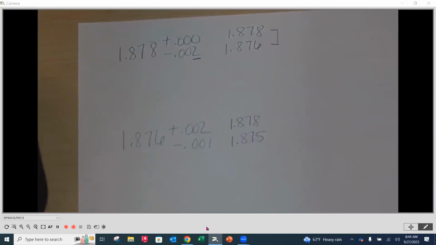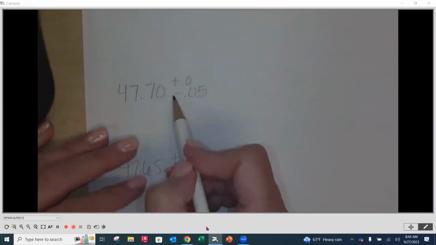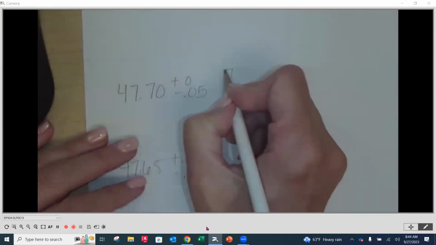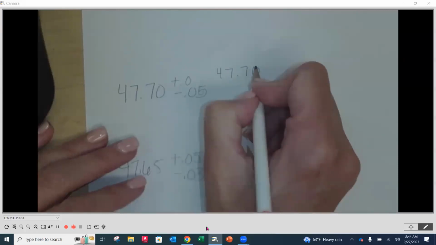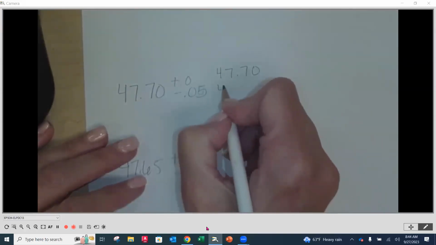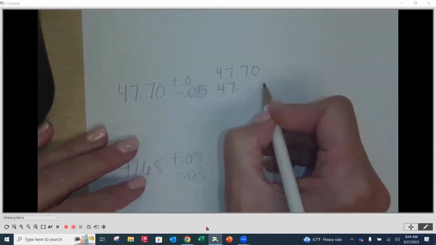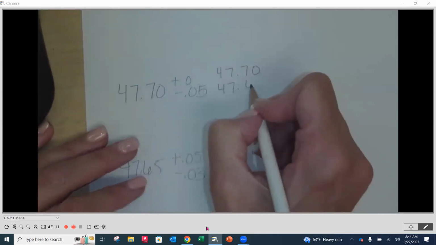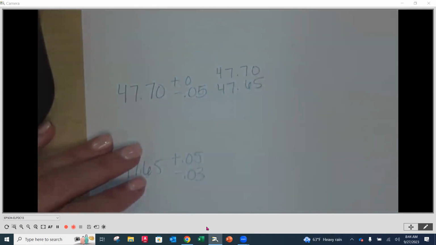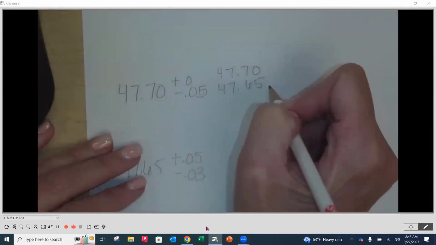Okay. Then down here, we've got another unilateral, but this is a metric value. So this would be 47.70. And then below is going to be 47 point. Now this is going to be subtracting 0.5. So this would be 6.5, right? So high limit max, low limit min.